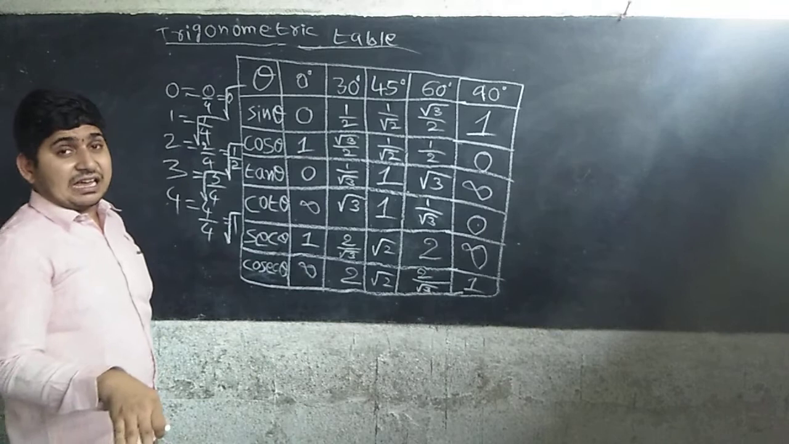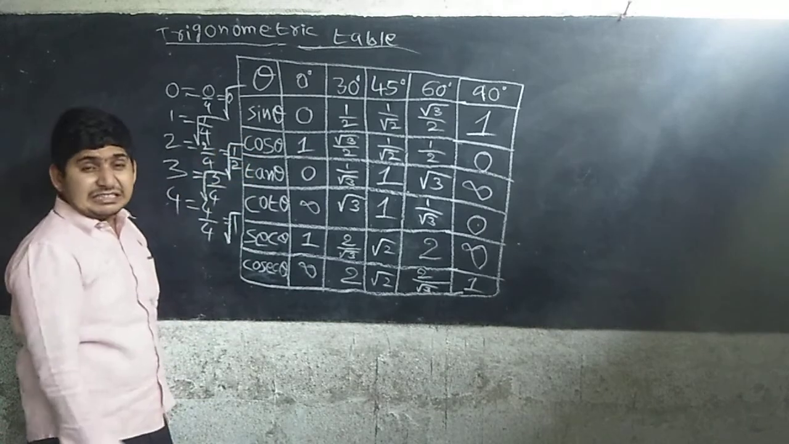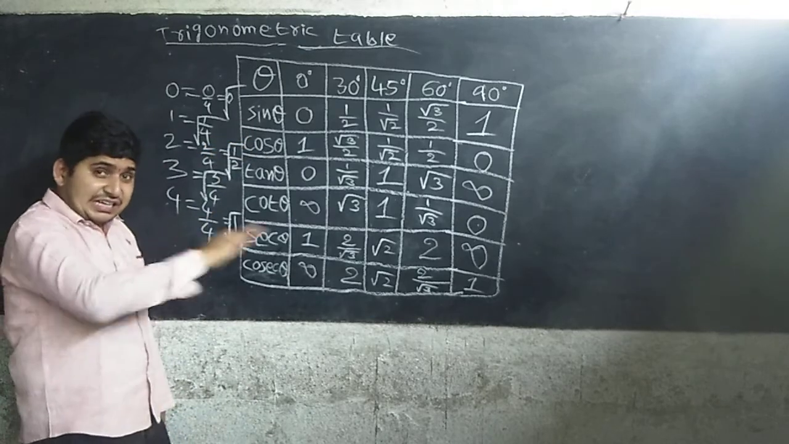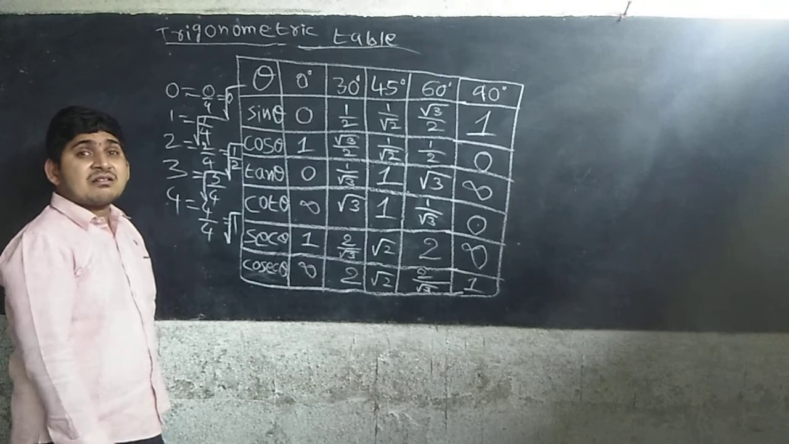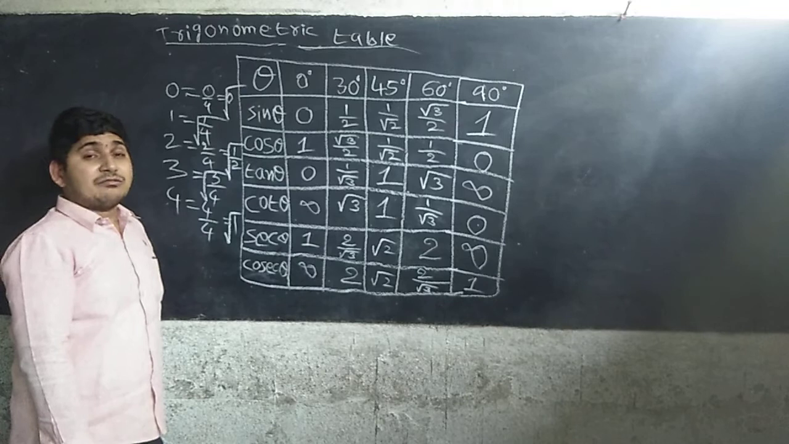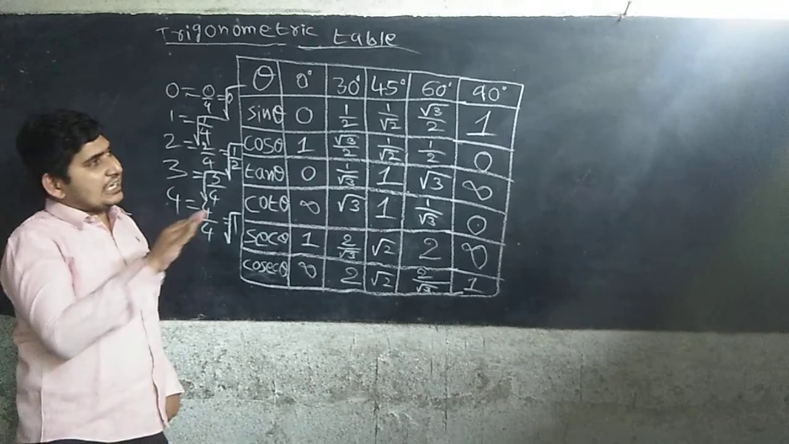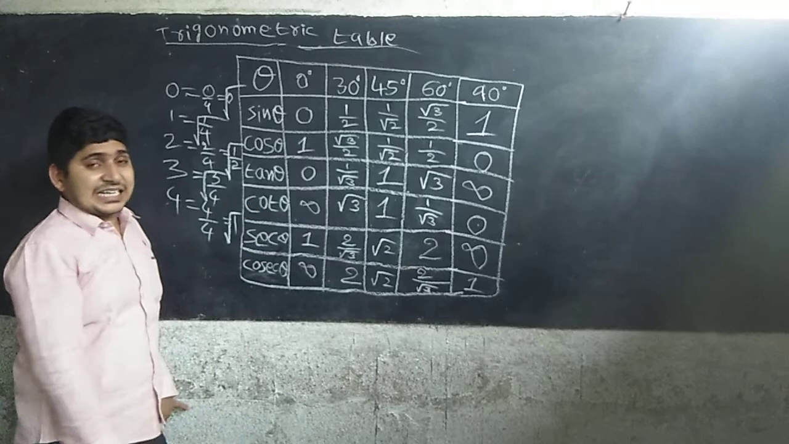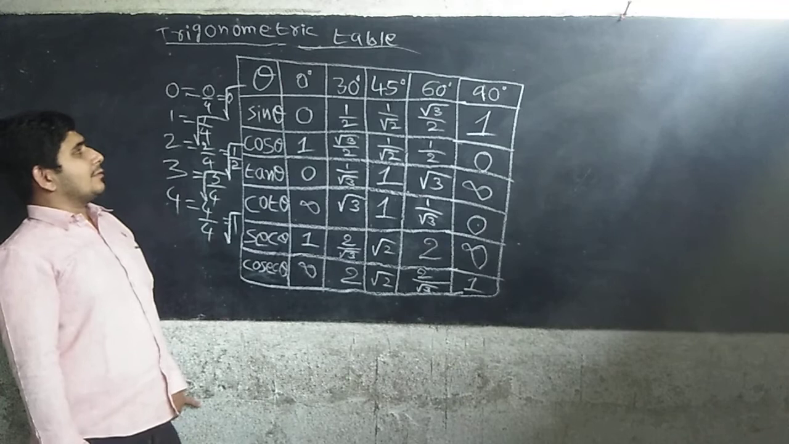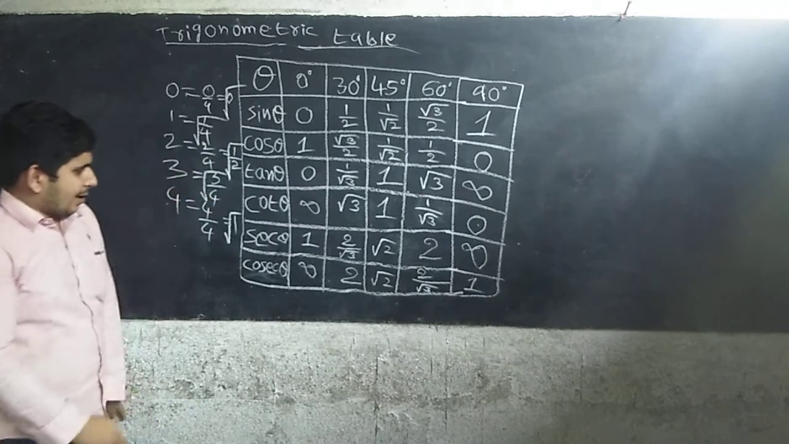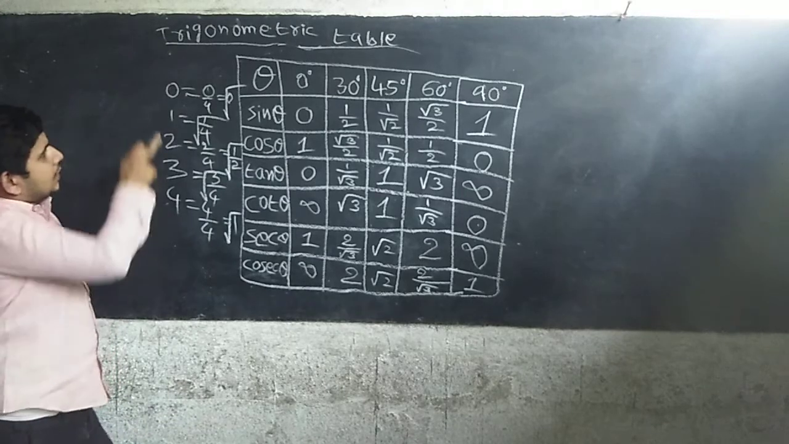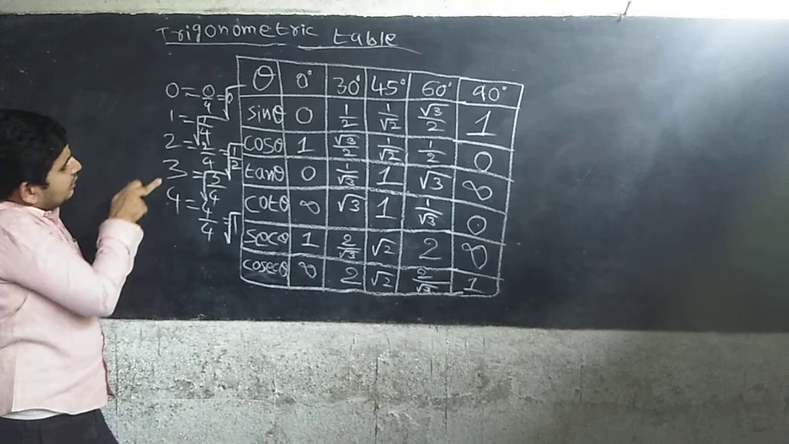So if we know the sin theta and cos theta values, then we can find the total table and we can find the total values of trigonometric ratios of all angles of some specific angle. That is 0 degree, 30 degrees, 45 degrees, 60 degrees and 90 degrees. Now, this is a shortcut method. How do we do it? We have to take the numbers from 0 to 4: 0, 1, 2, 3, 4.